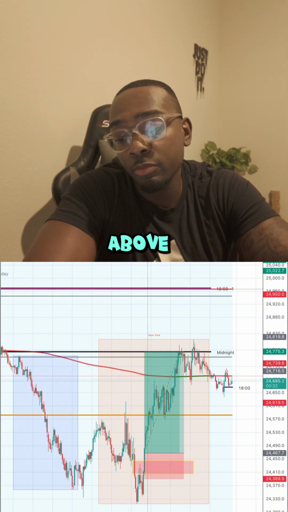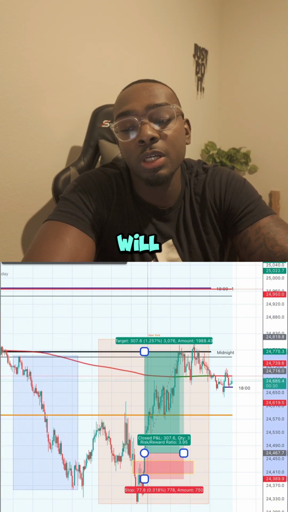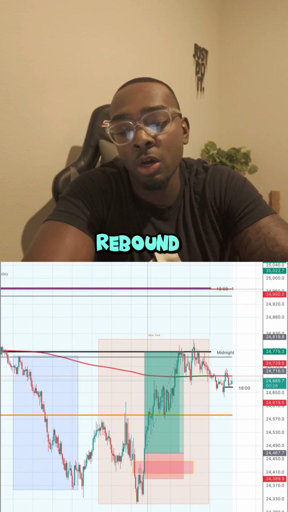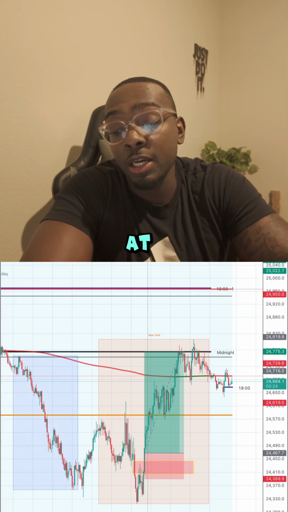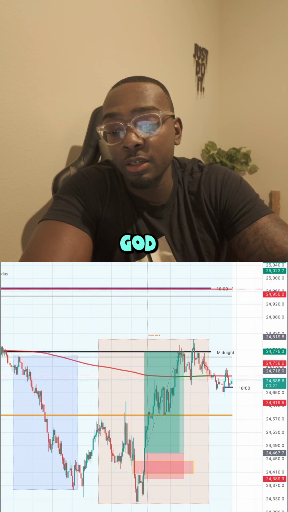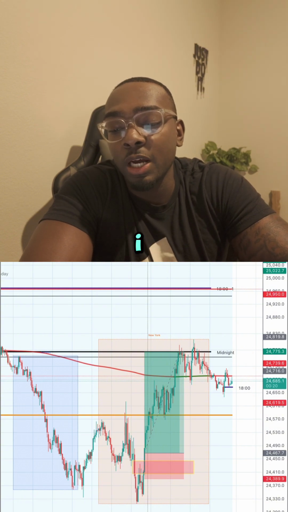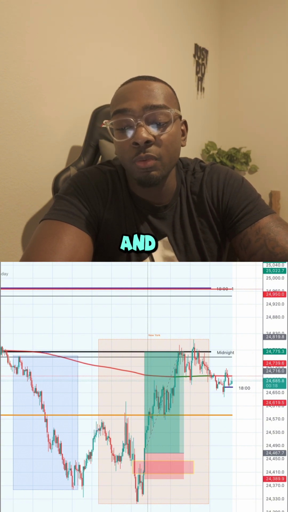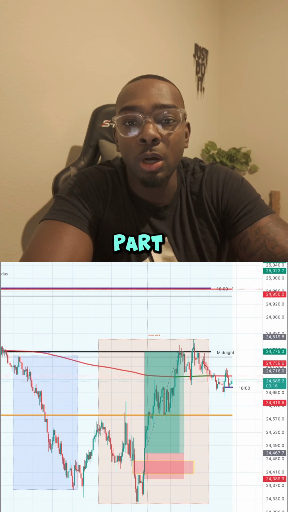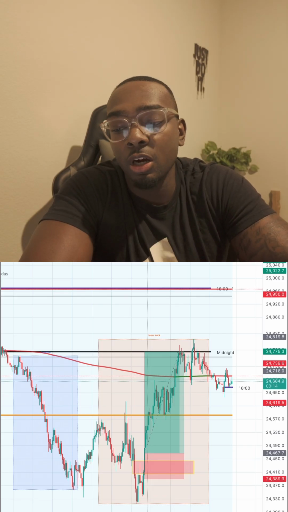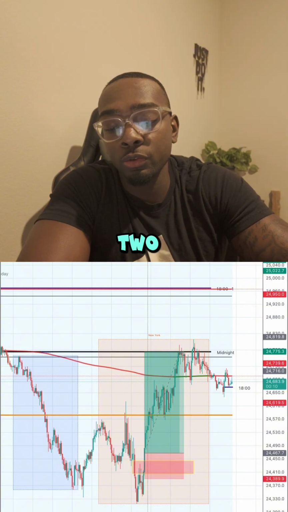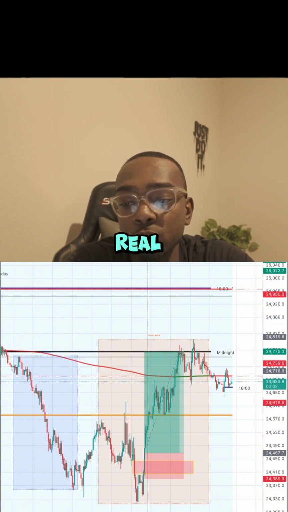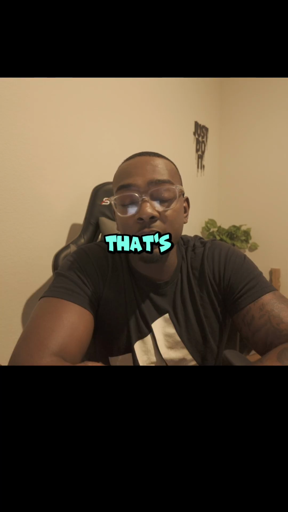VWAP was above price, which would normally constitute looking for it to rebound off of VWAP and pick up going lower. What I did was I was looking at the chart when it hit VWAP, thank God. I just waited for price to close above, and once it did, I knew that my take profit margins were correct, and that was very simple. I was able to make $1,000 across 2 funded accounts. Real simple, real easy, and that's how we trade on the daily.